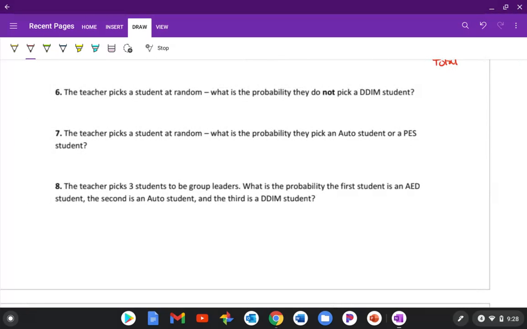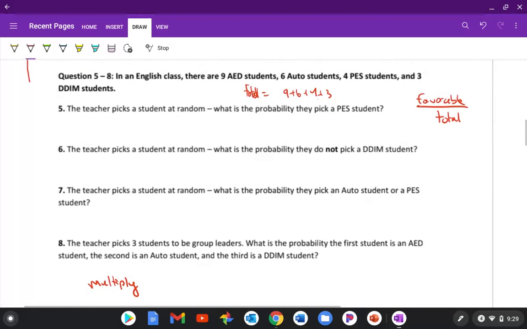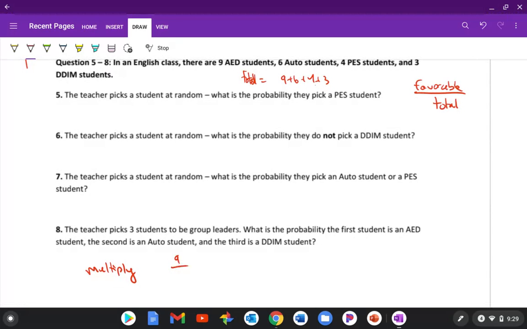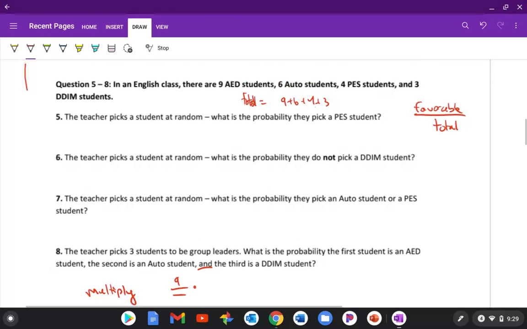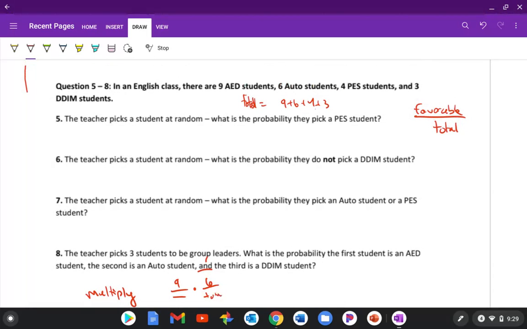For number 8, you will need to do some multiplying. What's the probability that the teacher picks 3? Basically, the teacher is going to pick 3 students. You want the probability that the first is an AAD student, which would be 9 out of however many total. You figure that out, and then times, because it's an and probability. Remember, and is multiplying. So the first probability is 9 over whatever, times the next one, an auto student, so 6 over the total. Times, and I'll let you figure the last part out.